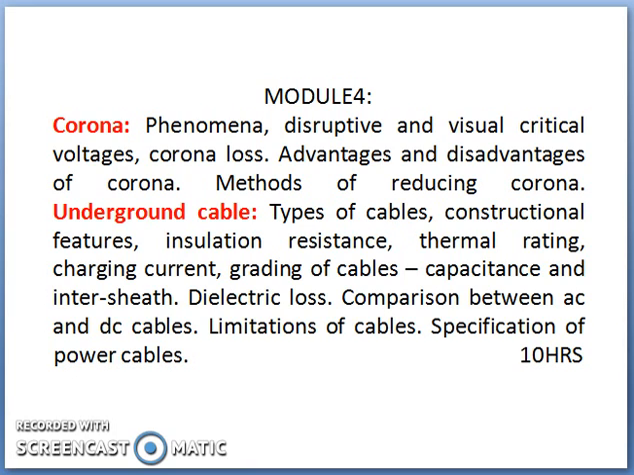cables, and in that again there will be two types of grading, that is capacitance grading and intersheath grading, dielectric loss, comparison between AC and DC cables, limitations of cables, specifications of cables.